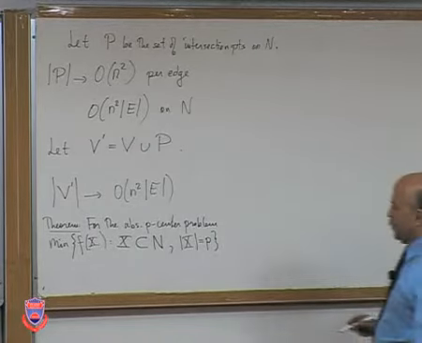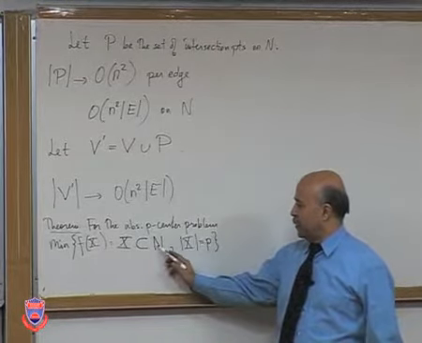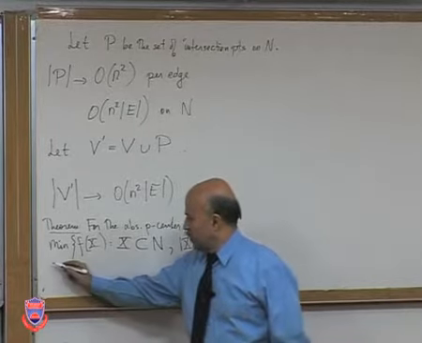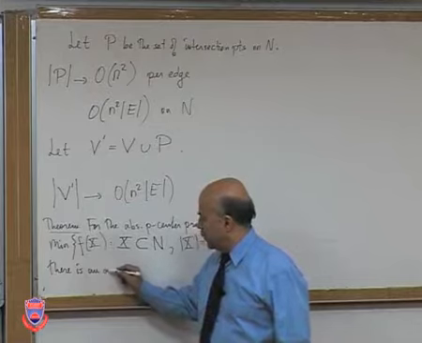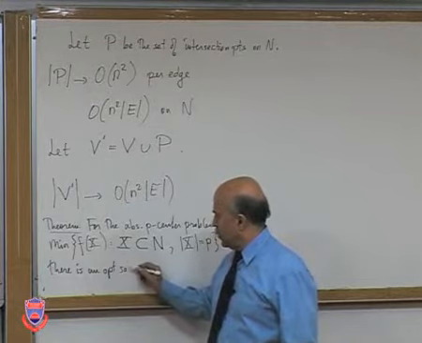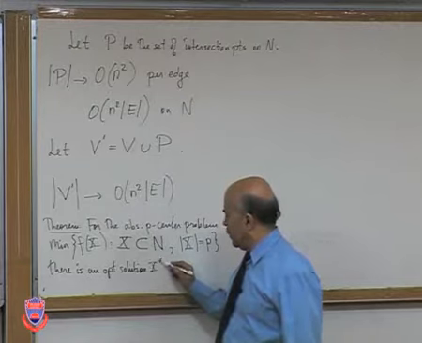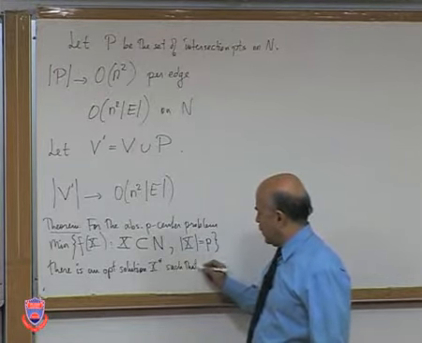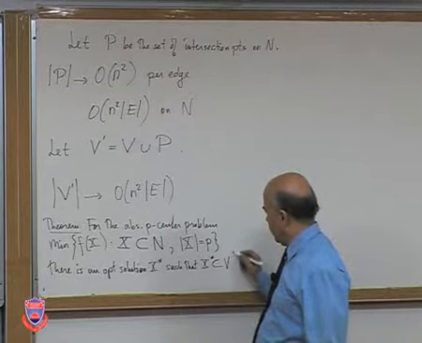So for the absolute p-center problem, where each point in the set is a point of the network and the number of points is p, there exists an optimal solution, x star, such that x star is a subset of v prime.